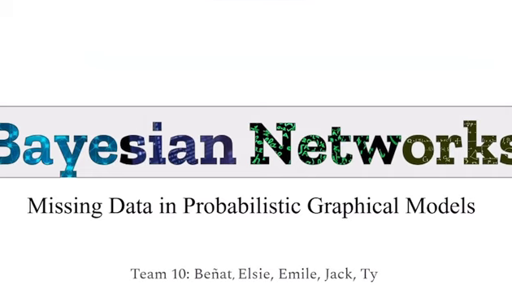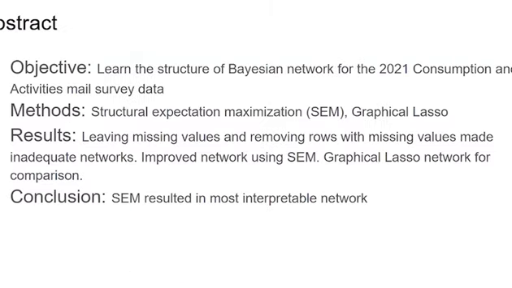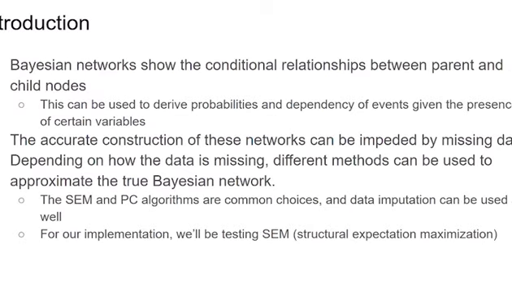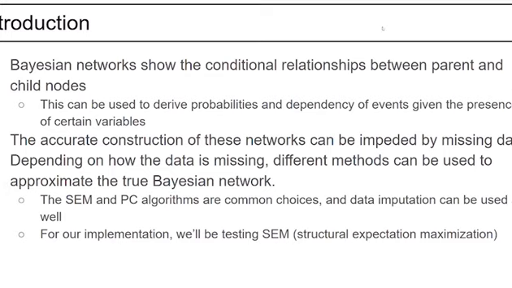We are group 10 and we're presenting on Bayesian networks, specifically when there's missing data. For an overview, I'll talk about the objective, the methods, the results, and then the conclusion. A little introduction on Bayesian networks: they show conditional relationships between parent and child nodes. This can be used to derive probabilities and dependency of the events involved. The accurate construction of these networks is very important and can be impeded by missing data. Depending on how the data is missing, we can use different algorithms to find a better network.